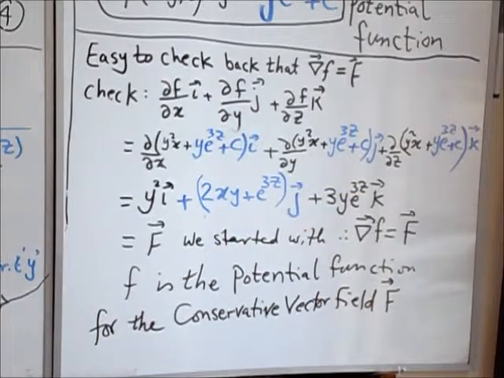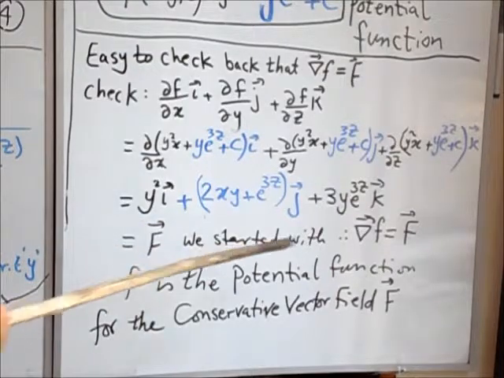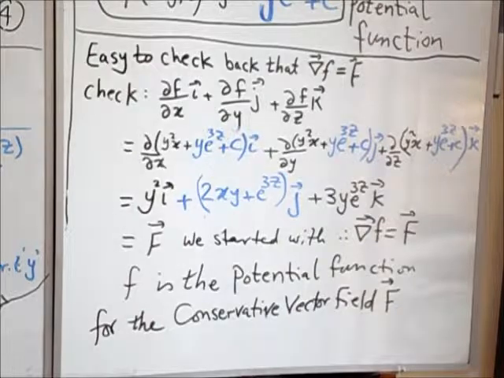Okay, and if we look back at the original equation that we were given for the vector field, they are equal. So this means del f equals F, and it's the conservative vector field, and f is the potential function required.